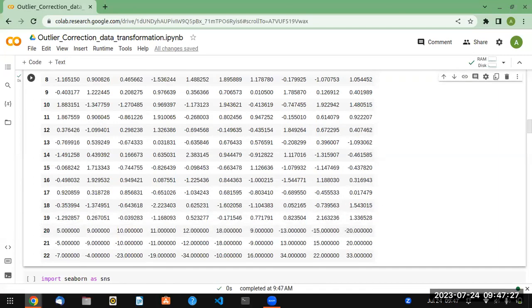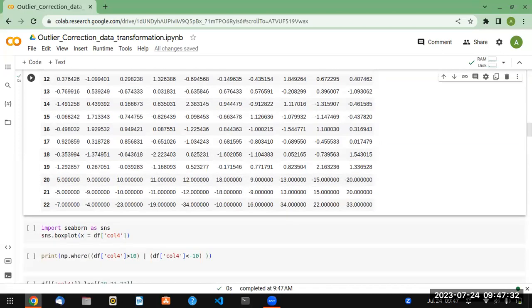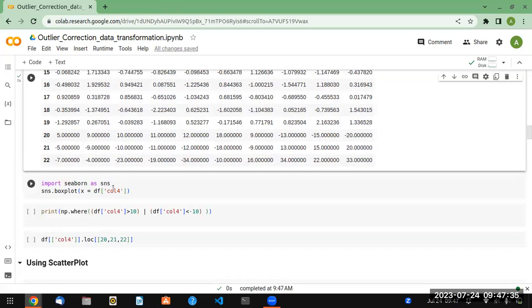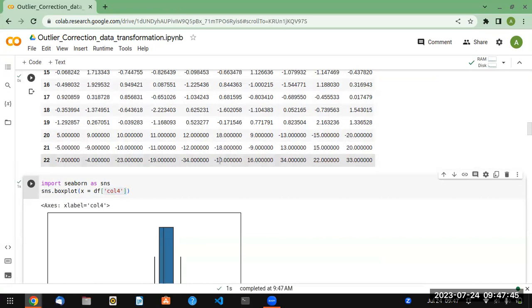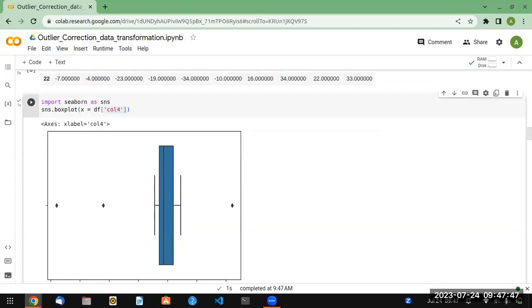Let's try to use the techniques that we discussed just now, visualization and box plot, on this data set. First I want to find outliers in a particular column, column 4, so let's plot the box plot. This box plot creation is known to you, right? I'm using sns boxplot, and on the x-axis I'm passing the column where I'm trying to find the outlier, column 4.